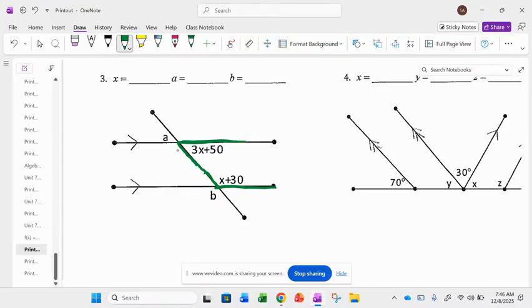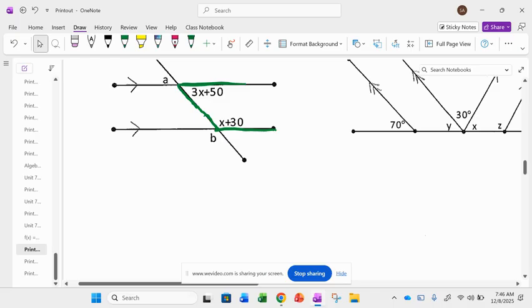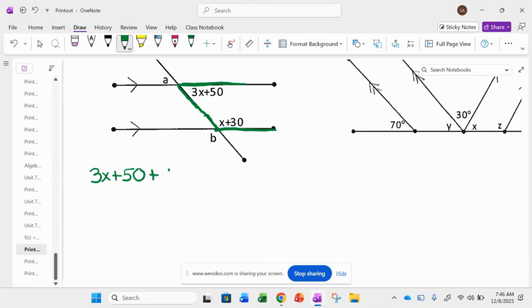Do we see any letter formed here by connecting those two angles? Yeah, we should see what letter? A C. Now the angles in the C, are they congruent or are they supplements? They are supplements. So our equation to solve for x is not going to be setting them equal. It's going to be 3x plus 50 plus x plus 30 equals 180.